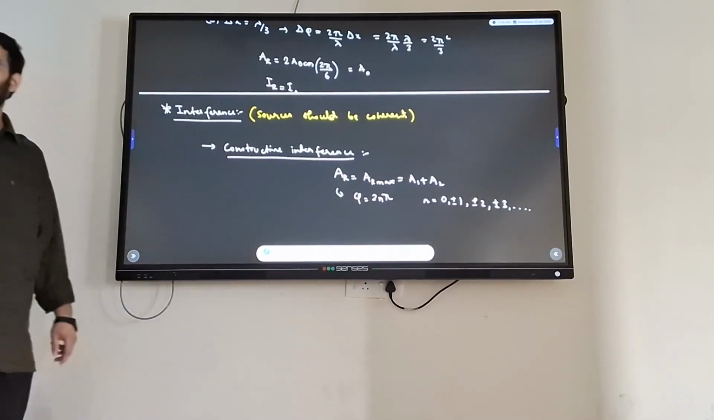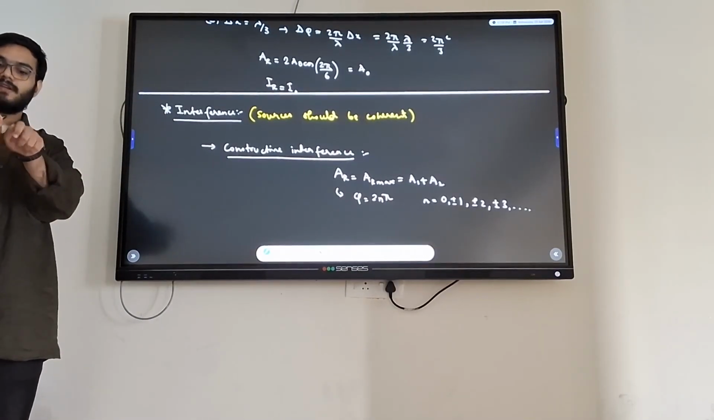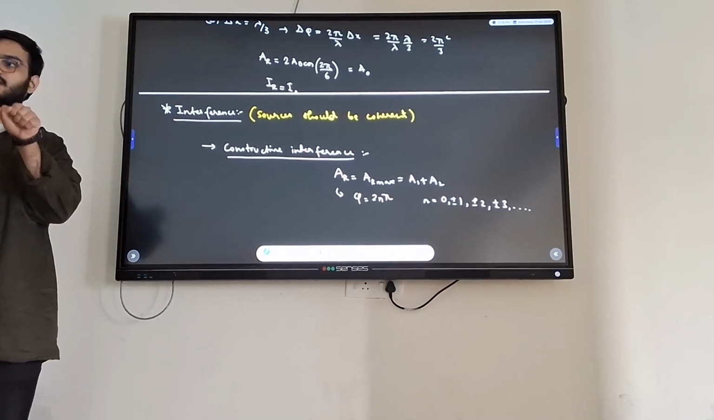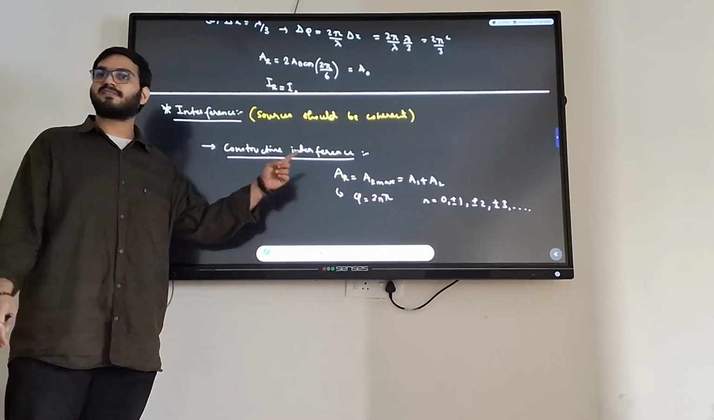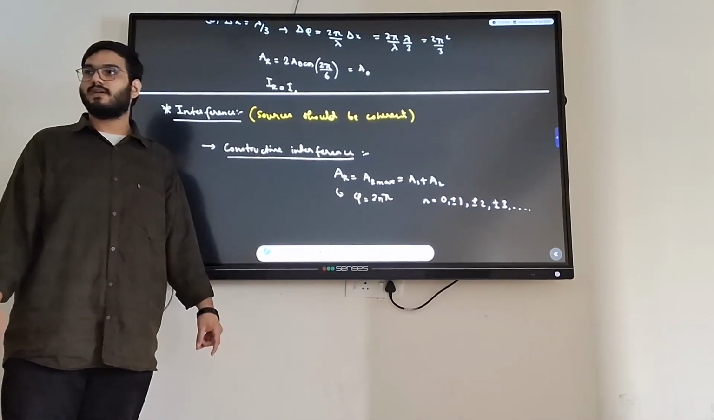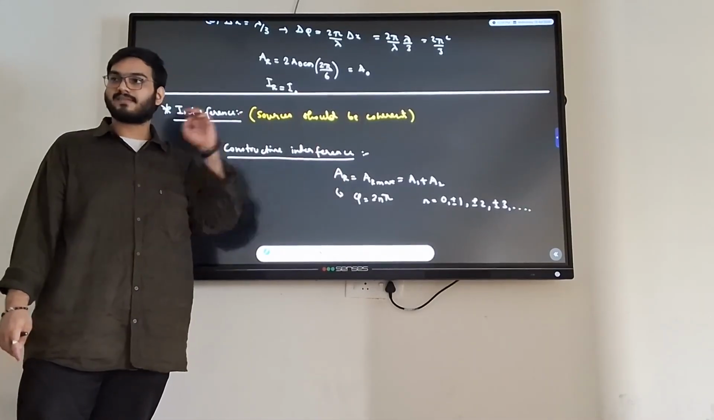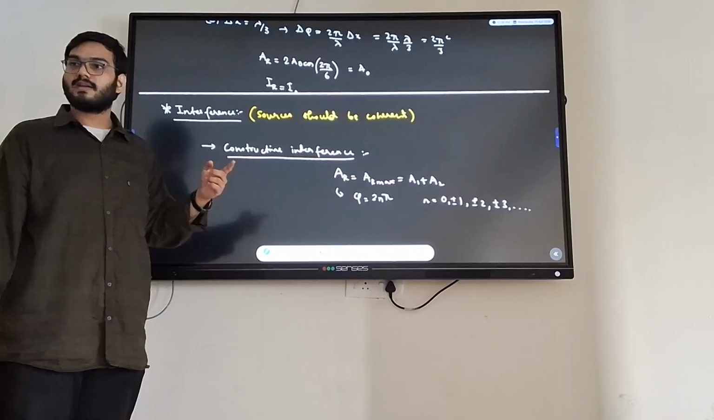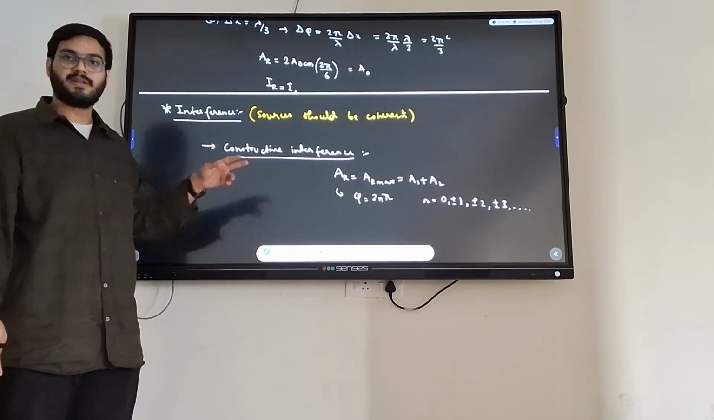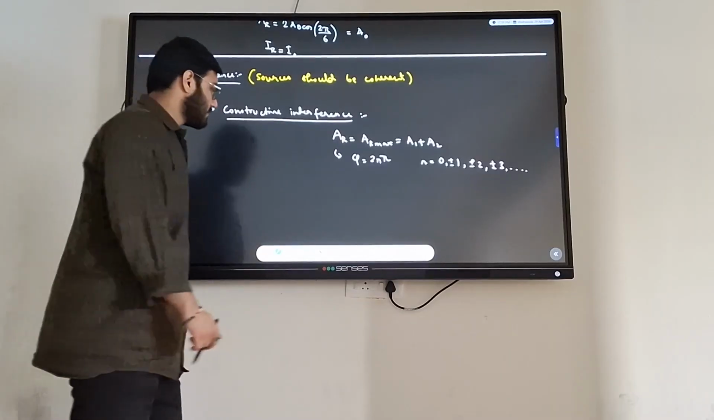So if you have 2 waves, and these 2 waves are meeting at some point such that the phase difference is 2 n pi, then they will constructively interfere. What do you mean by constructively interfere? Their A will be A max, basically. Is it okay? What should be the intensity, by the way? Can somebody tell me the intensity? What will be IR?